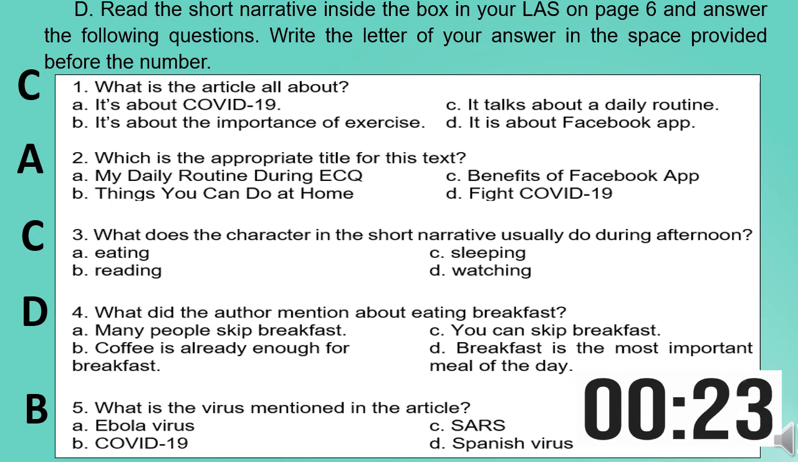For item number 1, the correct answer is C, and that is, it talks about a daily routine. For item number 2, the correct answer is A, and that is my daily routine during ECQ. For item number 3, the question is this: what does the character in the short narrative usually do during afternoon? The correct answer is C, sleeping. For item number 4, the correct answer is D. And for item number 5, the correct answer is COVID-19, and that is letter B. Congratulations!